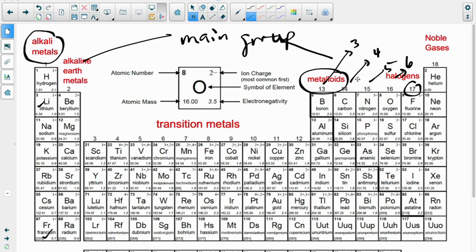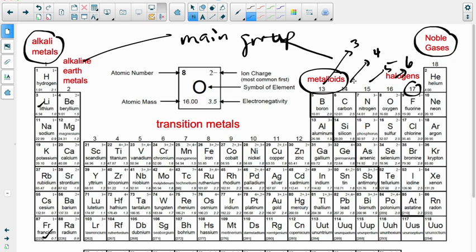So altogether we have 18 groups. Like I said, we can divide those 18 into main group elements and then the transition metals. So the main group elements here, that's group 1, that's group 2, that's 3, 4, 5, 6, 7, and 8.